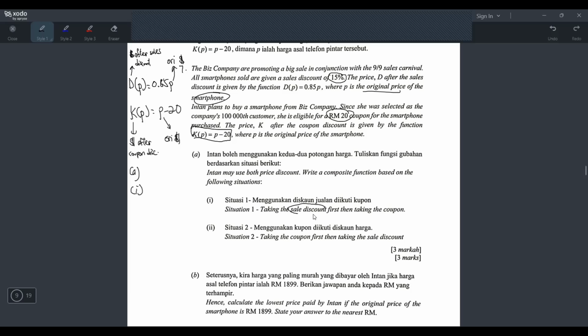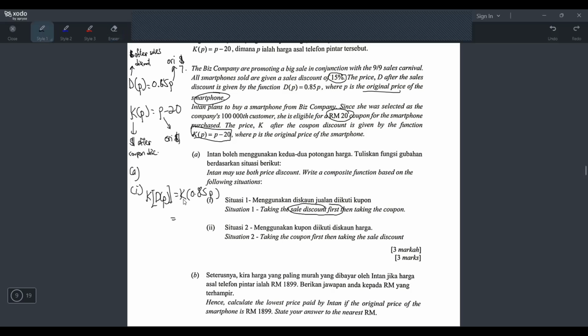So if they say sale discount first, it means the sale discount is D, not K. It means D has to go inside. Whoever is first goes inside, right? Sale discount first means D is the sales discount, so D has to go inside, and the K will be outside like this. So how do you do this? First, leave the K. Do the inside first. So D(P), you already have 0.85P. And after you substitute into the function, now only you look outside.